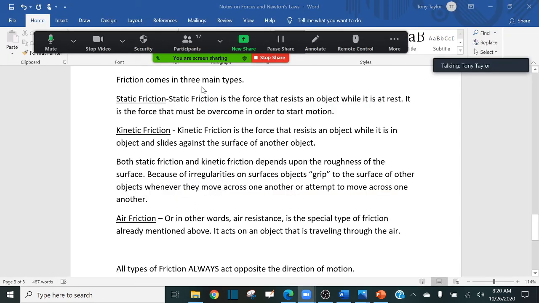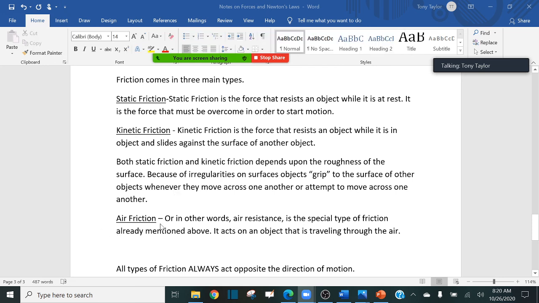Okay, so those are your three main types of friction. We've already talked about air friction. Another word for air friction is just air resistance. And remember, this is the special type of friction that acts on an object while it is traveling through the air. So these are the three main types of friction, and friction always acts opposite the direction of motion. In the case of static friction, it acts opposite the direction an object wants to move while it's at rest.